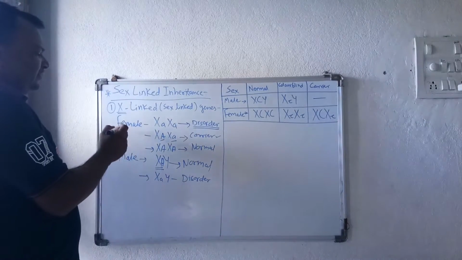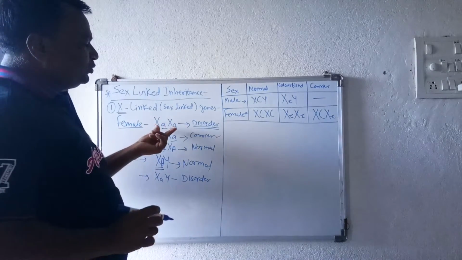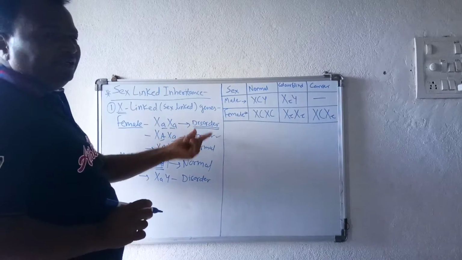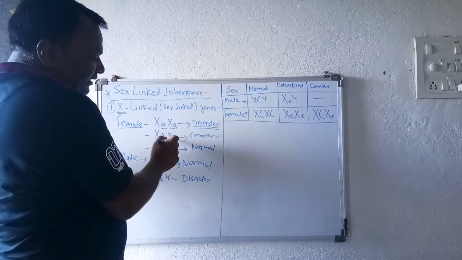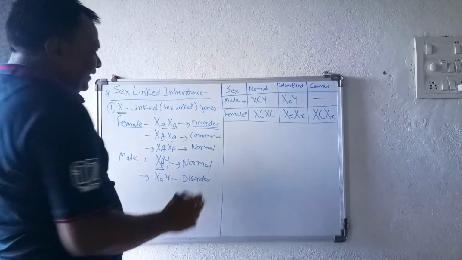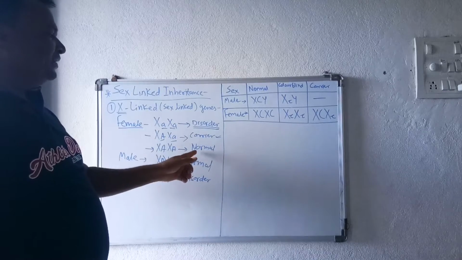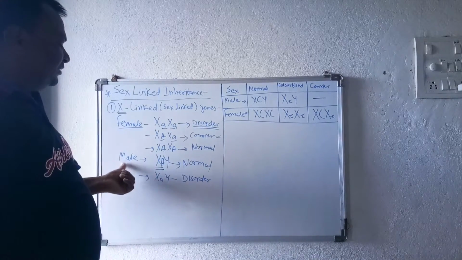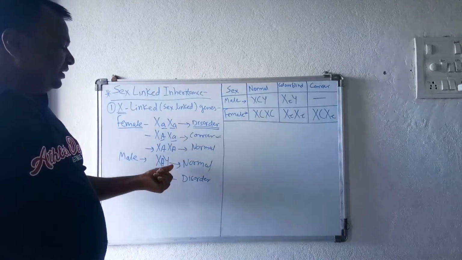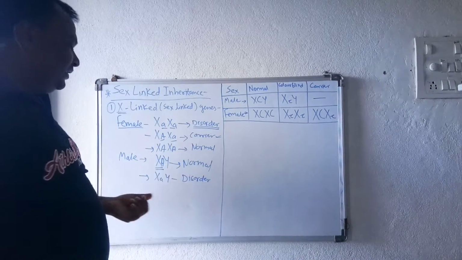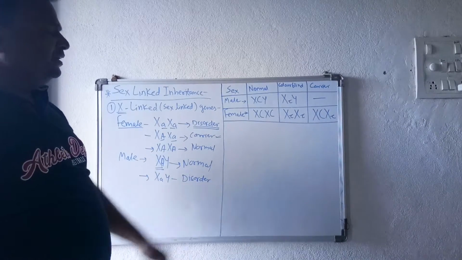So within the female, recessive genes should be present on both chromosomes for her to show the disorder. If one allele is dominant and another is recessive, she will be a carrier. And if both dominant genes are present on the X chromosome, she will be normal. In the case of the male, if the dominant gene is present on the X chromosome, he will be a normal individual, and if the recessive gene is present on the X chromosome, he will show the disorder.